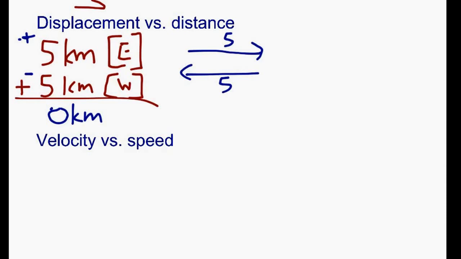So displacement is distance with a direction attached to it, and the only thing that changes is when we total these things up, sometimes it'll cancel itself out, right? So if we went 5 one way and 5 the other way, we'd end up with a 0.